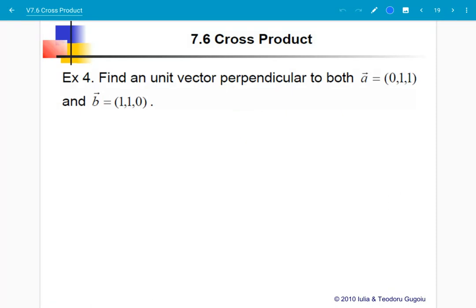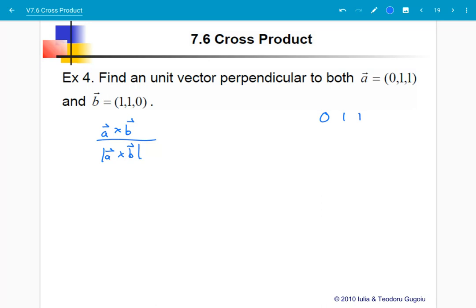Find a unit vector perpendicular to both A and B. So any vector that's a unit vector that's perpendicular to both. Well, to get the perpendicular vector, we can just find the cross product, and divide it by its own magnitude. And there we go. That's the unit vector. Dividing by that magnitude, we make it a unit vector. And by crossing it, we find something perpendicular.